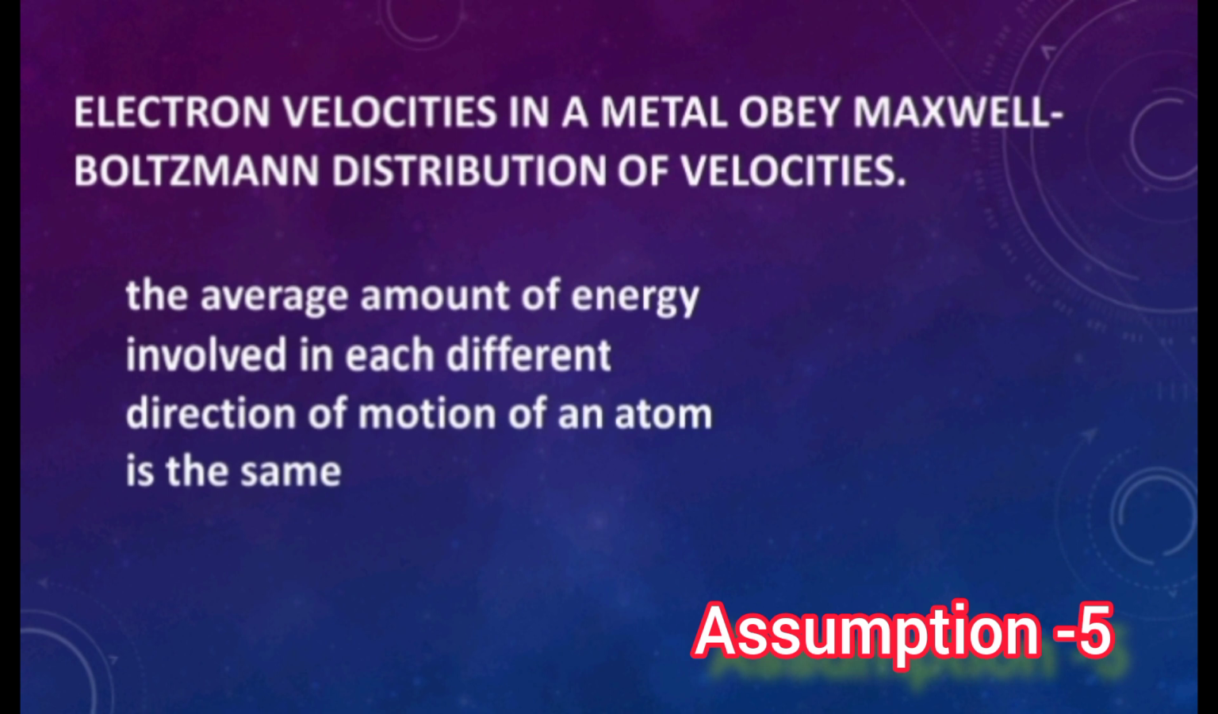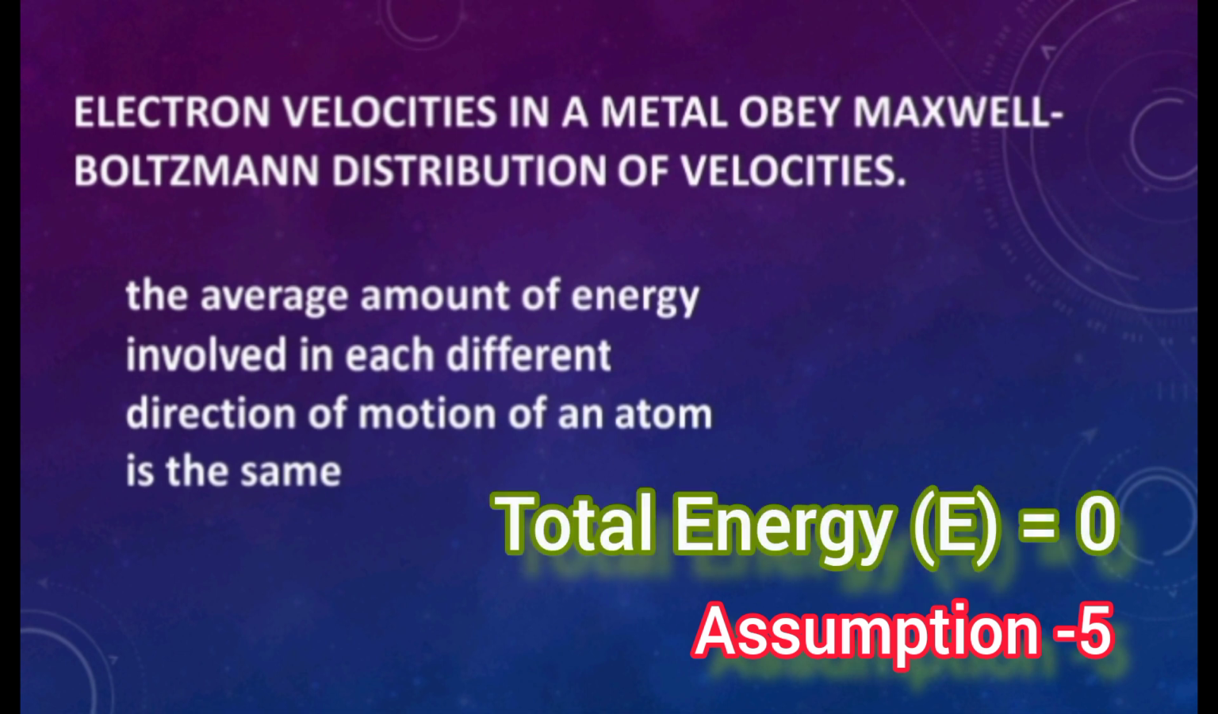Assumption 5. The average amount of energy involved in each different direction of motion of an electron is the same. Means the total energy possessed by electrons moving in random directions, on summation, will be considered equal to 0.